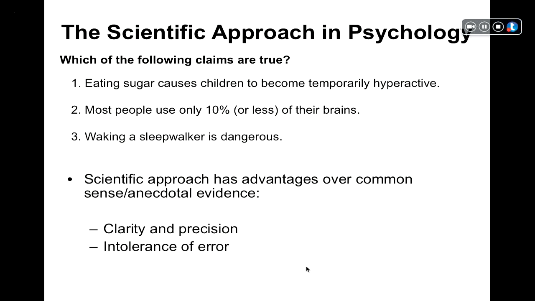So clarity and precision. And then intolerance of error sort of follows from that clarity and precision. That is, once we've taken the trouble of conducting the study and carefully analyzing our data, we want to be pretty confident that the answers that we're producing are relatively error-free.